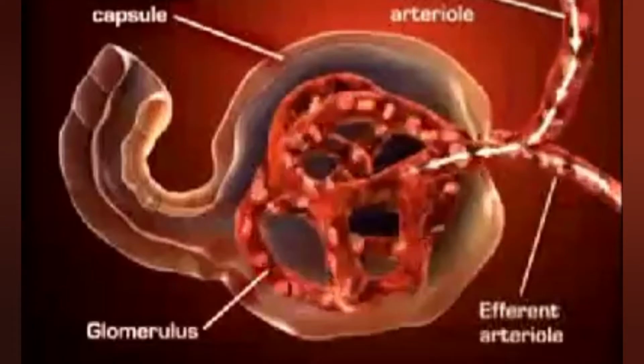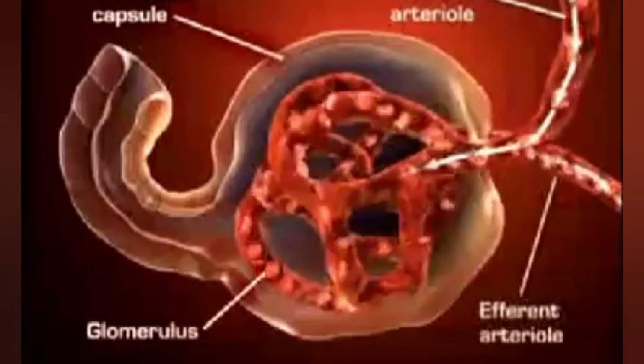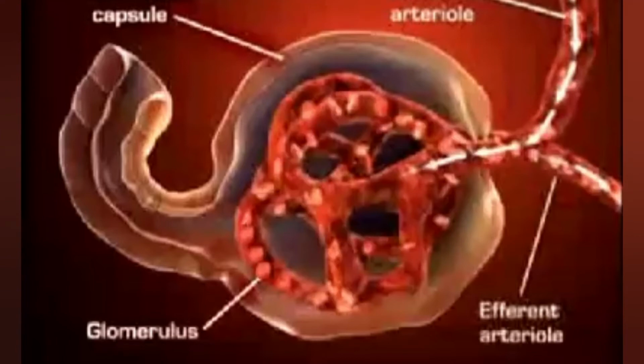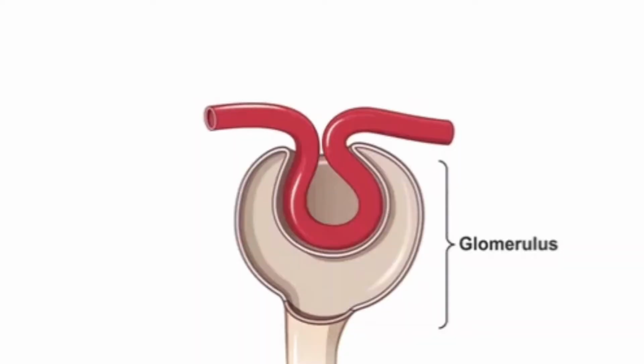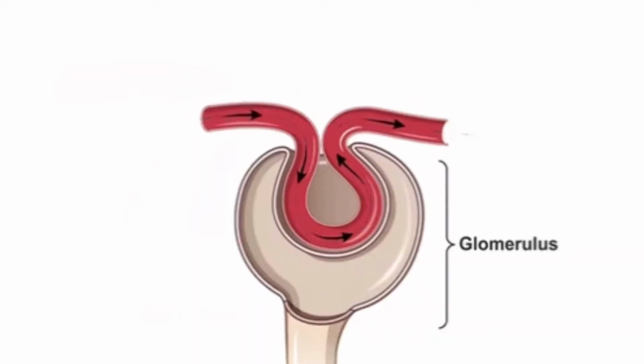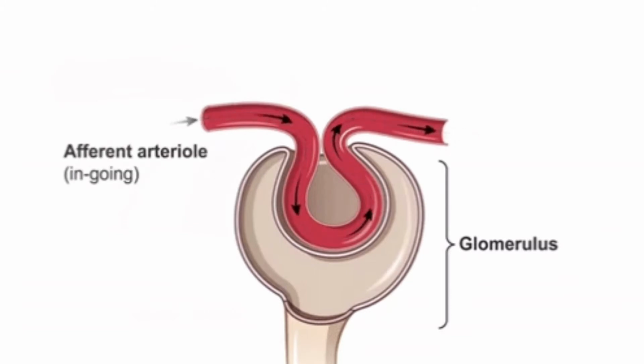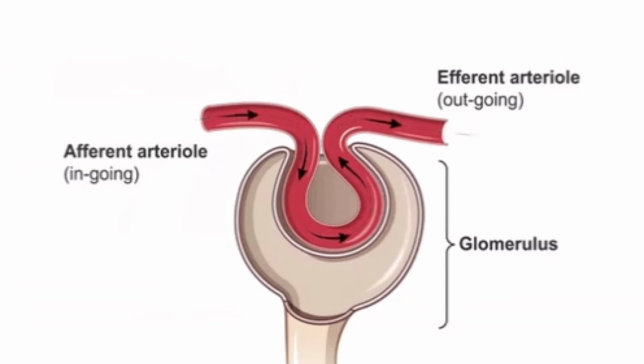Next comes the glomerulus. It is the tuft of thin-walled capillaries formed by the branching of the afferent arteriole. It is a fine branch of the renal artery. The afferent arteriole is short and wide and supplies blood to the glomerulus, while the efferent arteriole is narrower and long, carrying the blood away from the glomerulus.